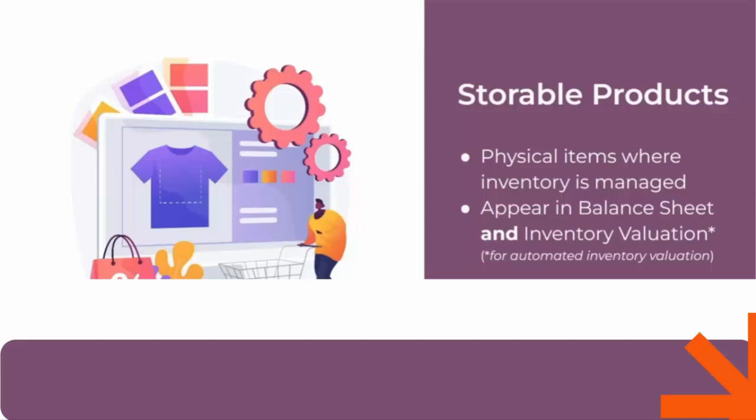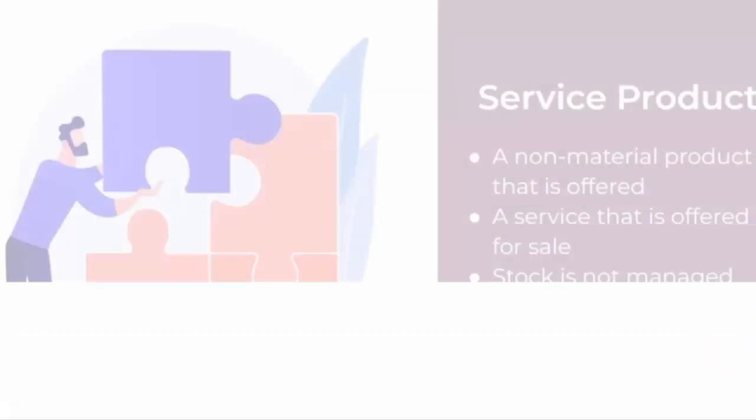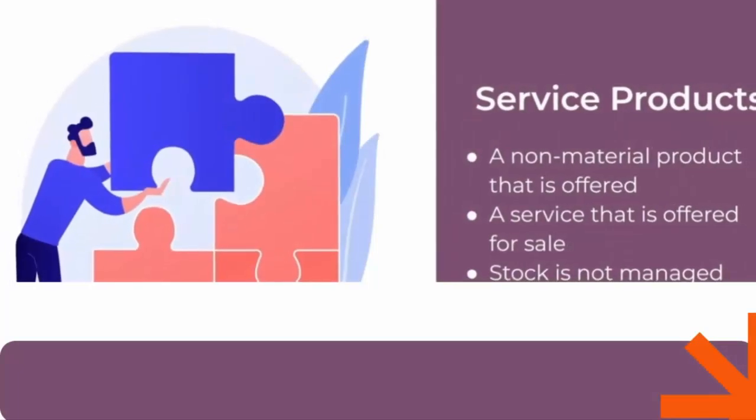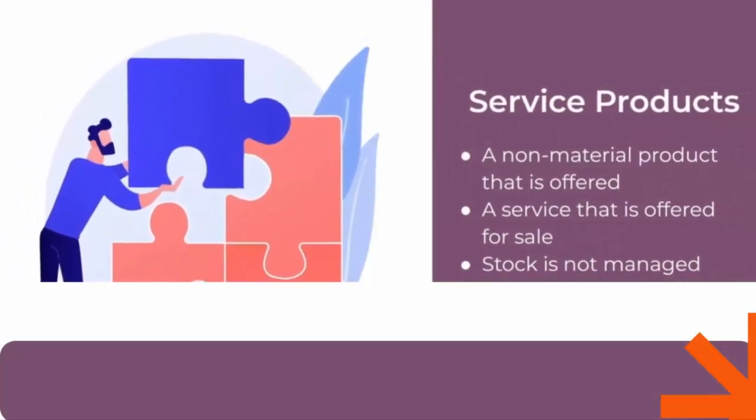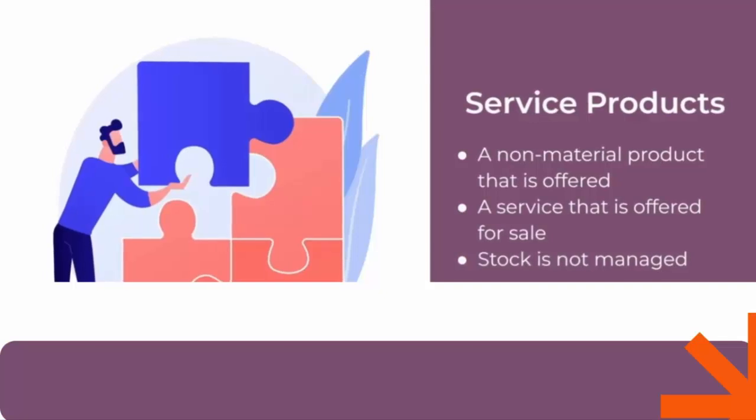And last but not least, we have the service type product. Service products in Odoo include any service performed by a business that's offered for sale, like consulting, installation, or repair. For example, in our organization, we offer a furniture assembly service as a service product.